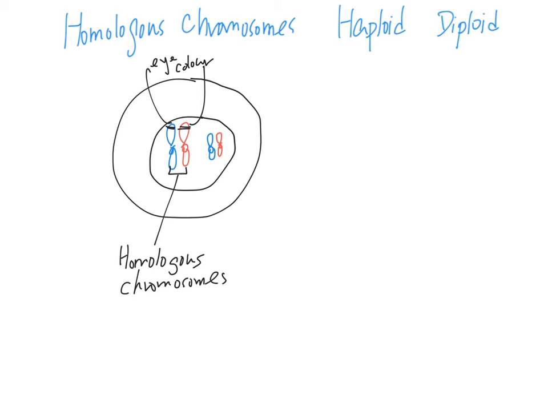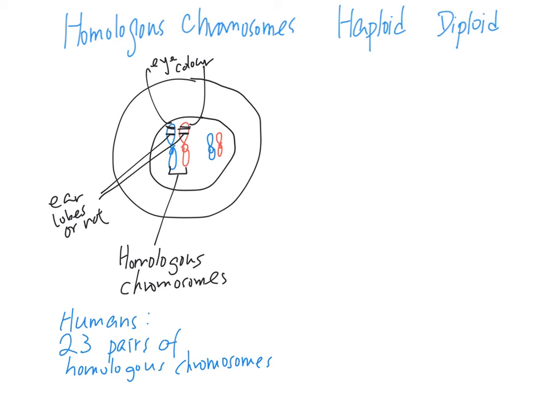So for example, they would both contain the gene coding for your eye color, both containing the gene that codes for whether you have earlobes or not. In the human body, in each of our cells, we have 23 pairs of homologous chromosomes. 23 of them come from your father and 23 of them come from your mother.